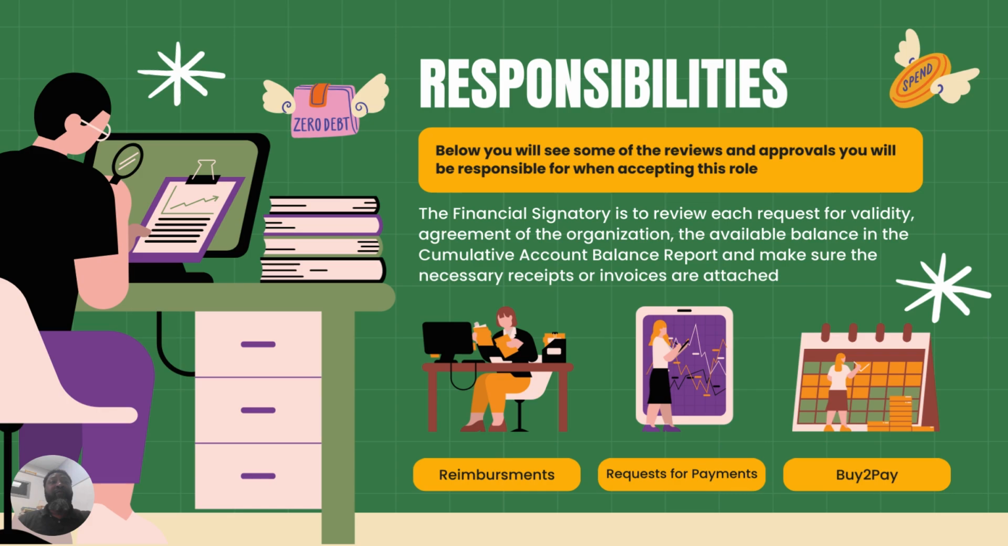Some of the responsibilities of a financial signatory are basically to review each financial request for its validity, make sure that you have the agreement of the organization for this expense, and make sure there is available funding within the account that you will be using. And that's very important, and we'll touch on that later. Some of the transactions you would be approving will be reimbursements, requests for payments, and again, requisitions through buy to pay.